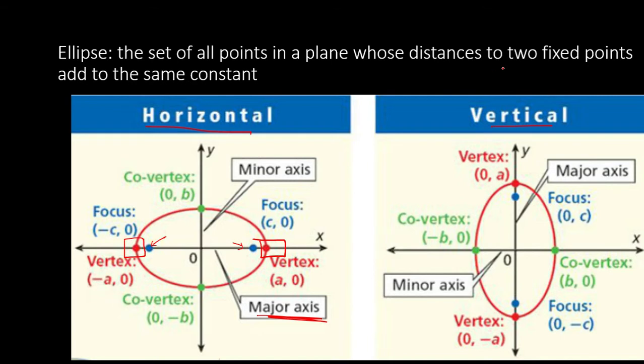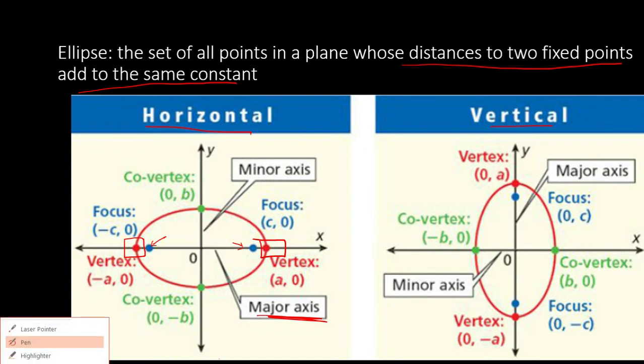When they say distances to two fixed points add to the same constant, that means I could look at any point. Let's say I take this point right here. If I measured how far it was from here to here and here to here, and I added those two distances together, I would get a certain answer. If I did this again and I measured from this point to the foci, I'd get the same sum. Continuing, let's pick a crazy point over here, and I measured from there to there, I'd get the same thing if I added the distances together.